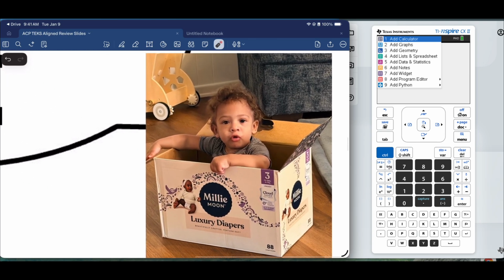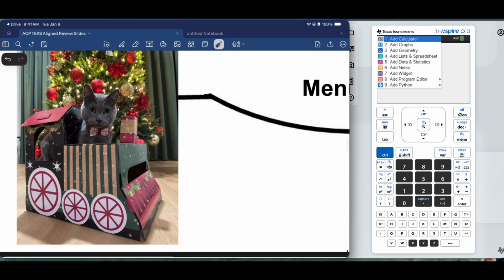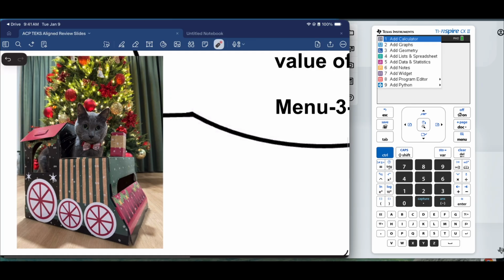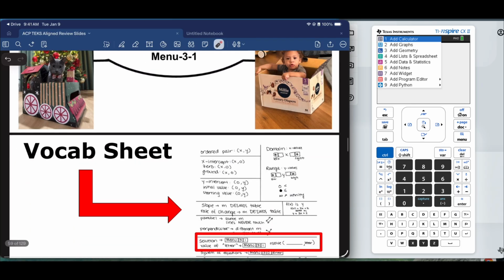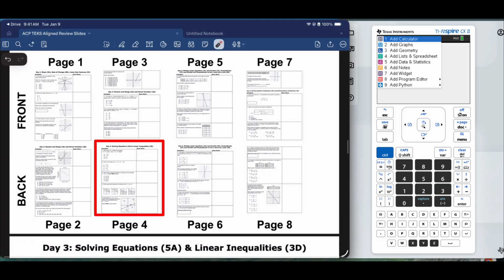Here's your daily dose of Dorian, super cute. Here's daily dose of Toby and his train, choo-choo, very adorable. Sorry.